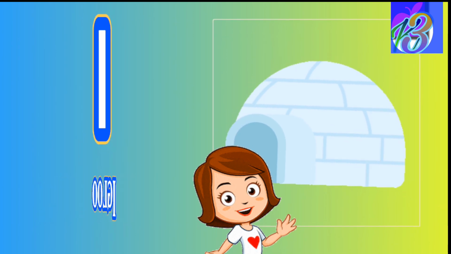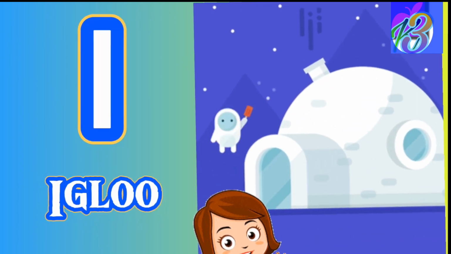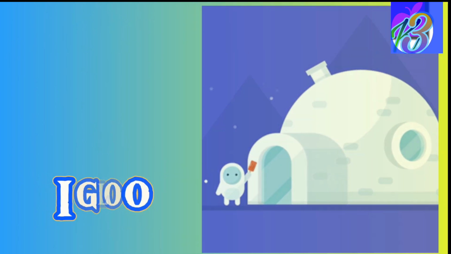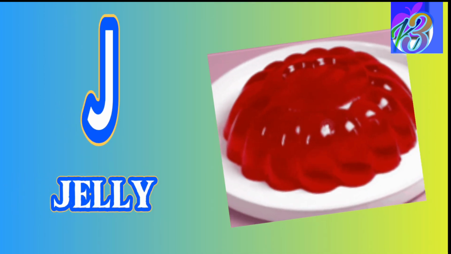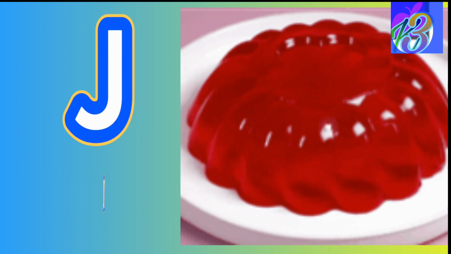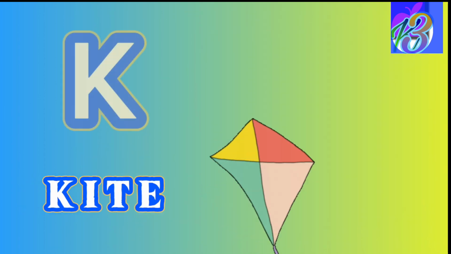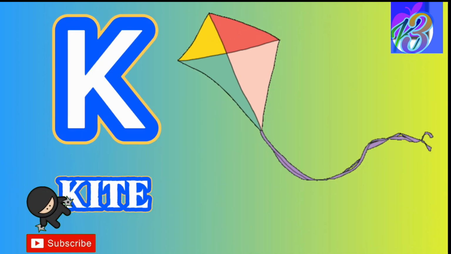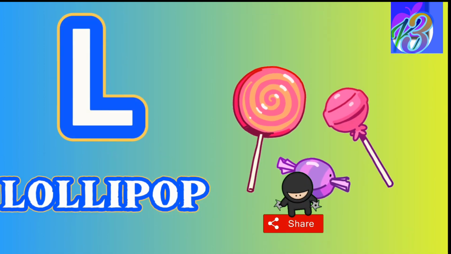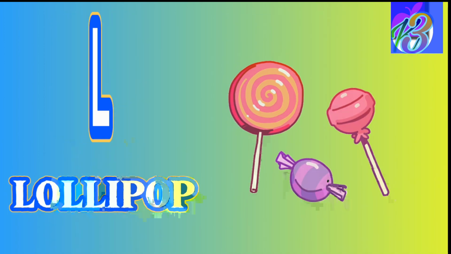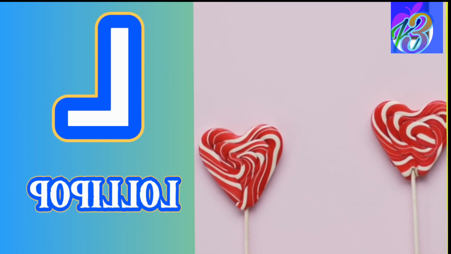I is for igloo, igloo, cold and round, an igloo is found. J is for jelly, jelly, wobbly and sweet, jelly to eat. K is for kite, kite, flying high, a kite in the sky. L is for lollipop, lollipop, colorful and sweet, a lollipop treat.